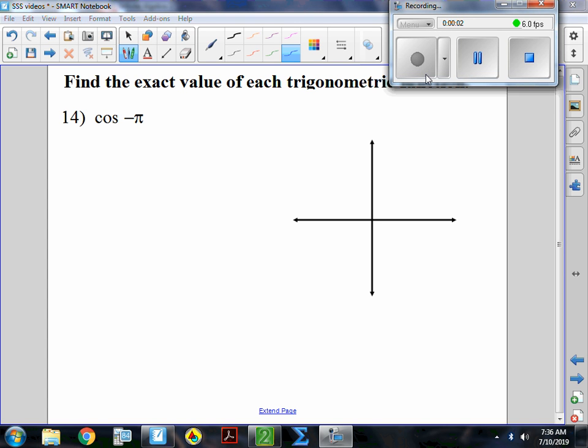Number 14, find the cosine of negative pi. So different things that you can practice with this homework assignment. One of them is that cosine of negative pi and cosine of pi are both equal to the same thing. They're both equal to -1.